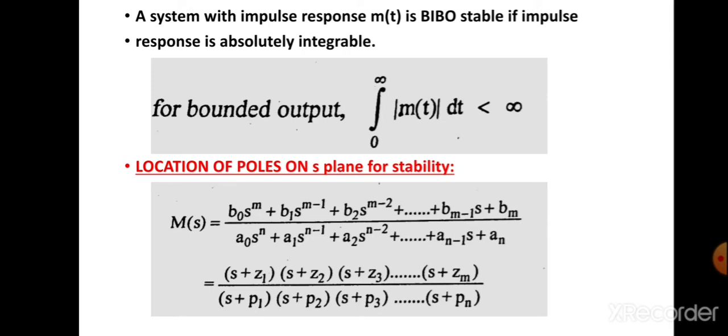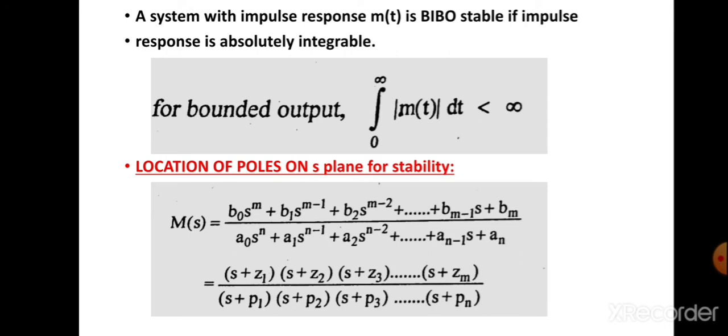Similarly, we can write the numerator polynomial as a product of the terms s plus z1, s plus z2, s plus z3 etc. up to s plus zm, and the denominator polynomial can be written as the product of the terms s plus p1 into s plus p2 etc. That means M(s) can be written in these two forms. First is the polynomial representation, and the other is the multiplied roots representation. Based on the location of the poles, here the zeros are z1, z2, z3 etc. up to zm, and the poles are p1, p2, p3, pn etc.